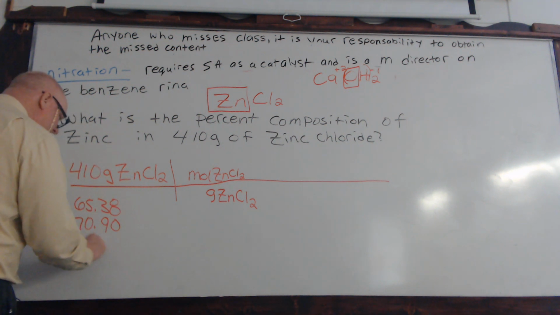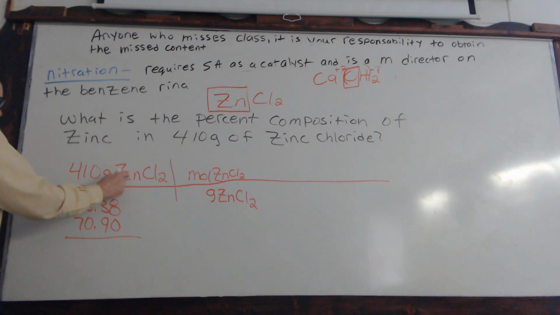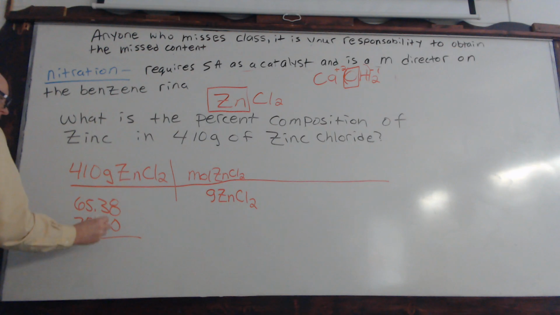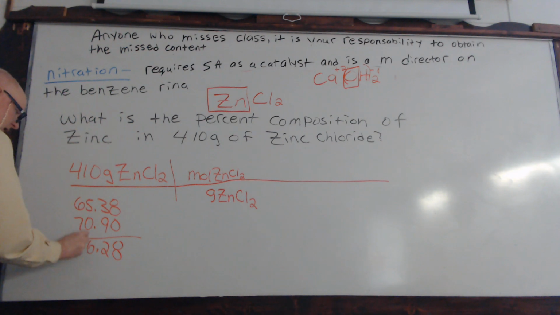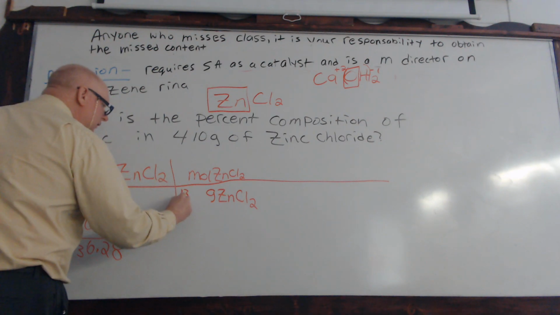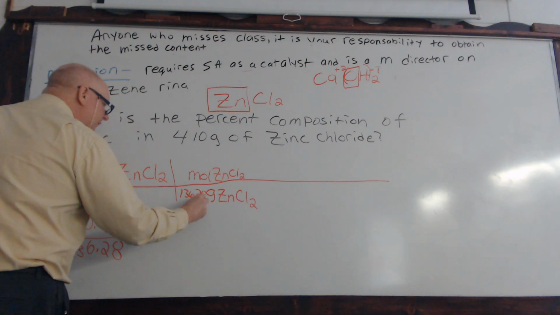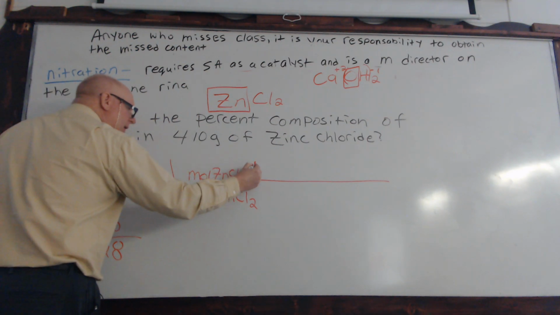But anyway, so we add these together, the 65.38 coming from the zinc, the 70.9 coming from the atomic mass of chlorine multiplied by 2. That gives us 136.28 goes here. Okay? So we're in moles of zinc chloride, but that's of the entire compound.